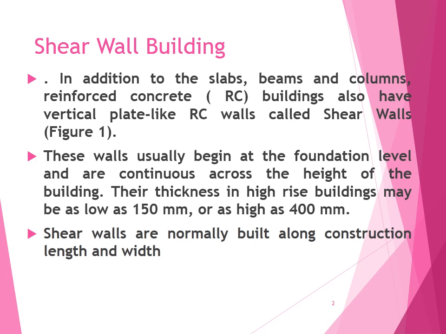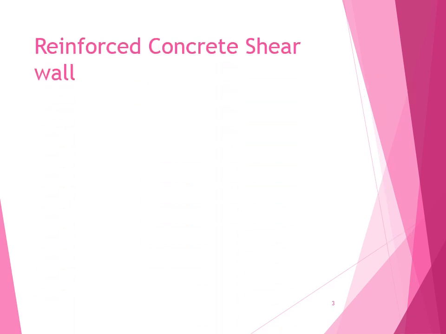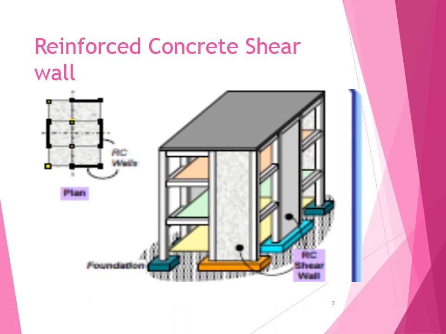The thickness in high-rise buildings may be as low as 150 mm or as high as 400 mm. Shear walls are normally built along both the length and width of the building. Reinforced concrete shear wall. This will be the practical image of the concrete shear wall. You can see the shear walls at two locations and the column locations. You can understand what is meant by shear wall.